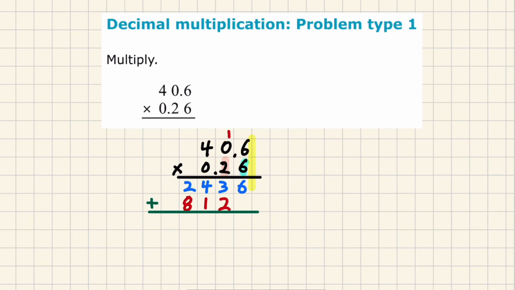We can just add up these columns. 6 plus 0, a 6. 3 plus 2, 5. 4 plus 1, 5. And 2 plus 8, 10.